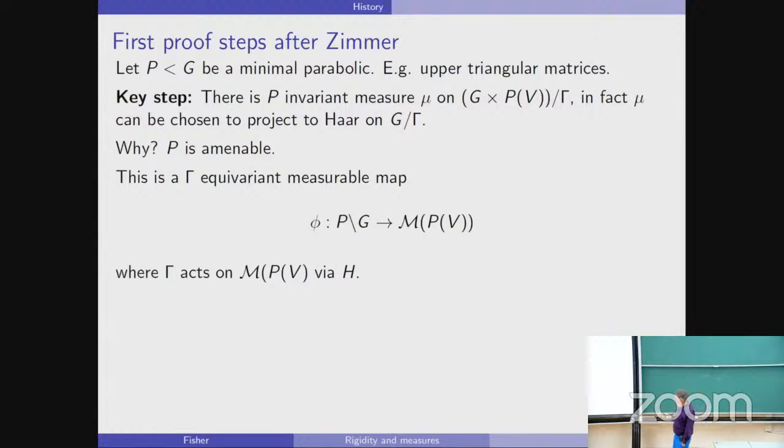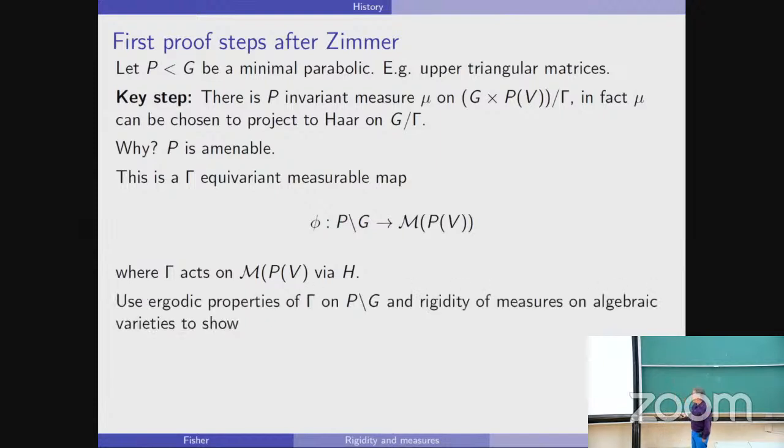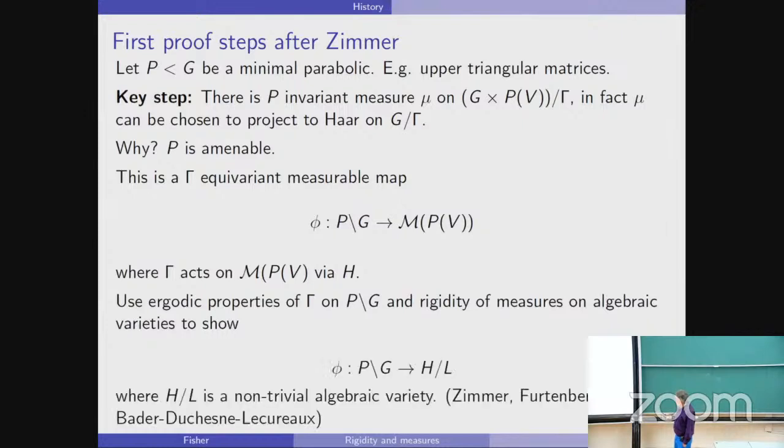And so, we have this action on measures on this projective variety of gamma, and we have this map from measures on this other variety to measures on this one, and that's not the greatest thing in the world. And then I just want to tell you that there's a standard step here that uses ergodic theoretic properties of the action on G mod P and rigidity of measures on algebraic varieties to show that you can actually realize this map as a map from G mod P to some other algebraic variety. And this again, in the form I'm thinking of, is due to Zimmer using ideas of Furstenberg. There is a newer way of thinking about this that works more generally due to Bader, Duchesne, and Lécureux.